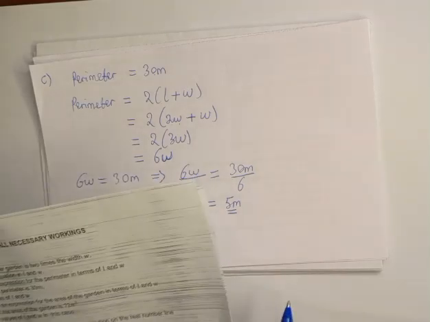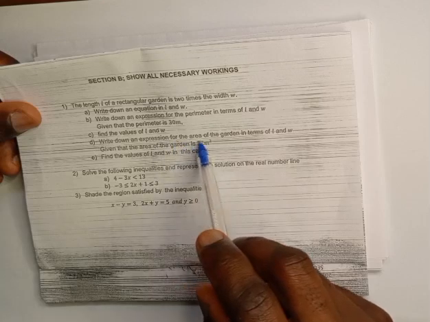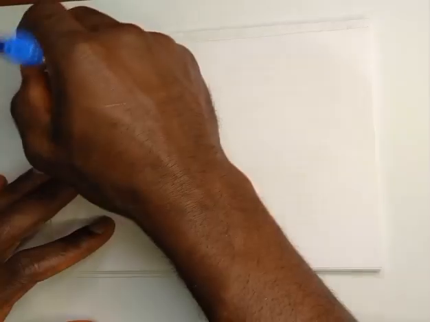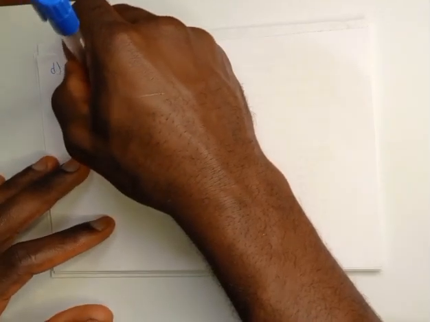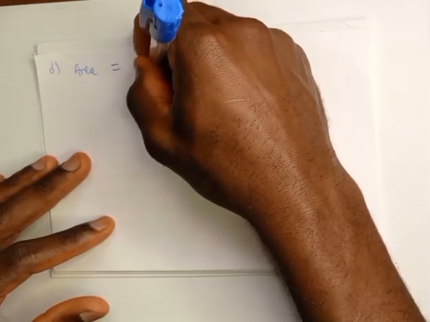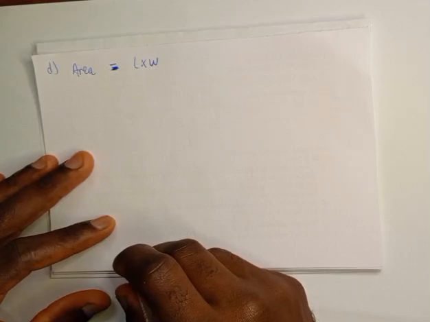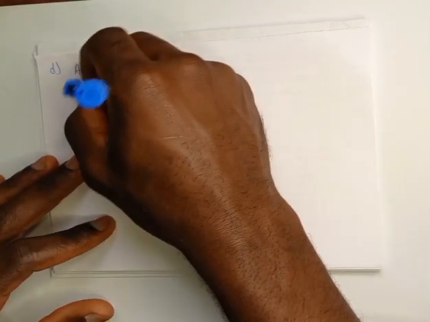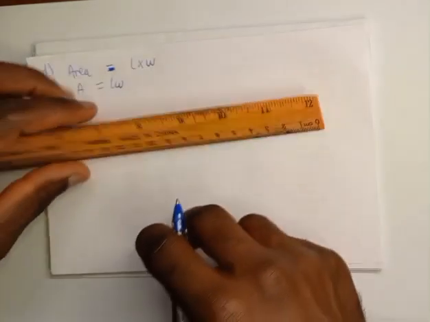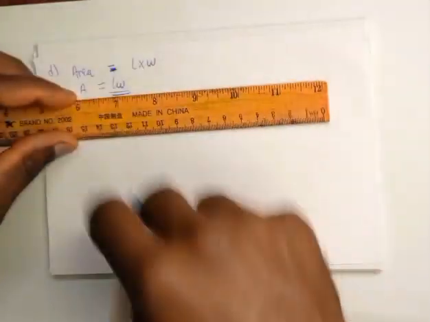Go now to question D. It says write down an expression for the area of the garden in terms of L and W. First, we know the area of a rectangle is given by the length times the width. This gives us the area of a rectangle. So the area A is simply equal to LW. So this is an expression of the area of the rectangular garden in terms of L and W.